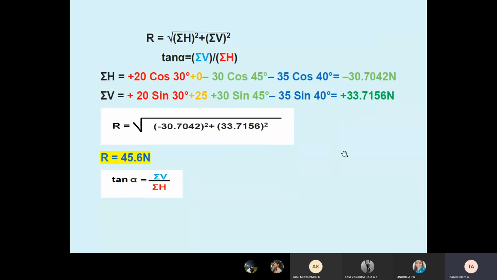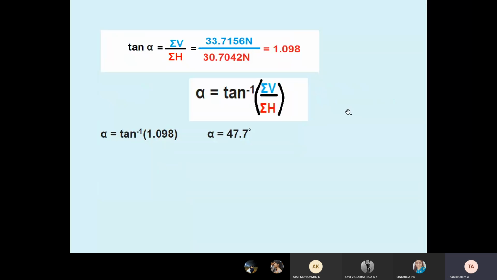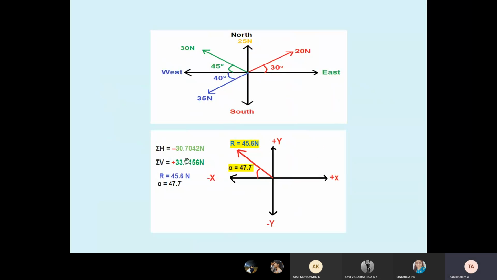You also get the alpha value. See here, x minus, y plus means the second quadrant. After calculating everything, you calculate alpha. See the final diagram, where we convert into the resultant. Summation of x is minus, summation of y is plus, so the resultant lies in the second quadrant.